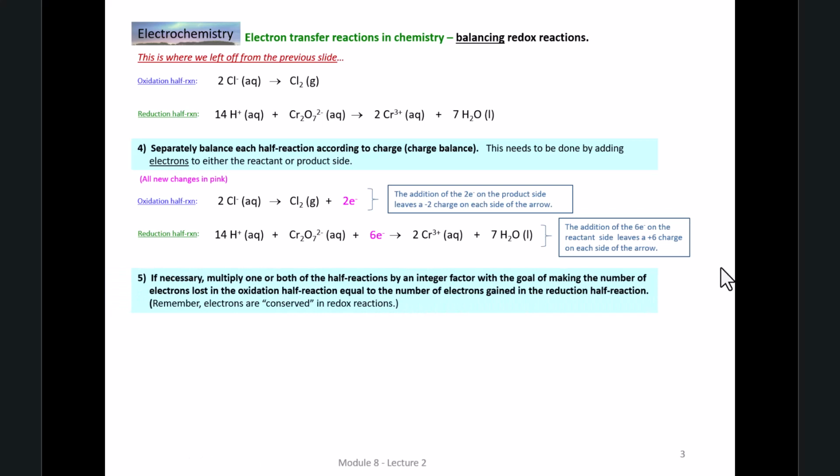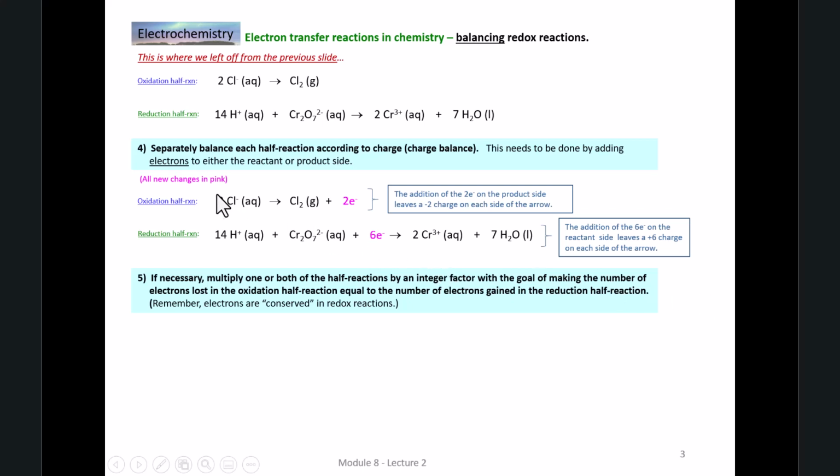Now, if necessary, you need to multiply one or both of the half reactions by an integer factor with the goal of making the number of electrons lost in the oxidation half reaction equal to the number of electrons gained in the reduction half reaction. Remember, electrons are conserved in redox reactions.